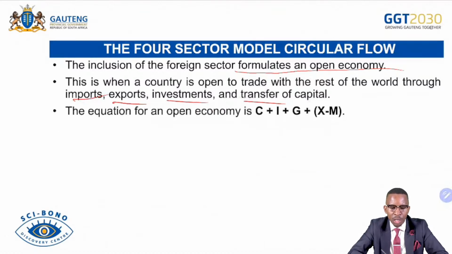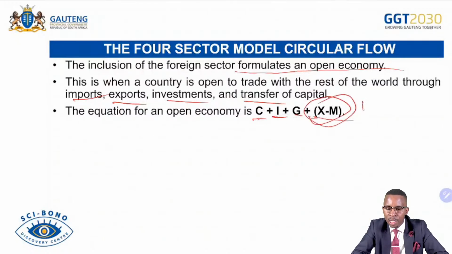The equation for the open economy is C plus I plus G plus X minus M. Remember, C stands for consumption spending by the household. I stands for investment spending by businesses. G stands for government spending. And then we add the net export. X minus M represents the net export, which means we take our exported goods minus the imported goods, then we discover what you call the net export, which includes the foreign sector.